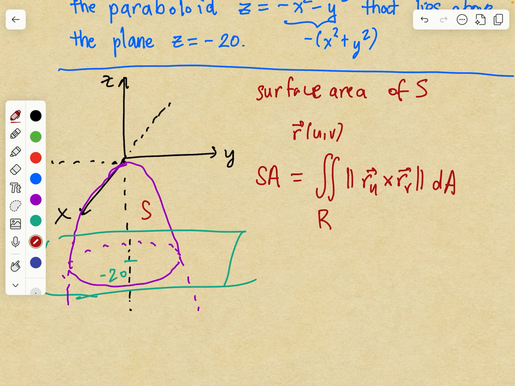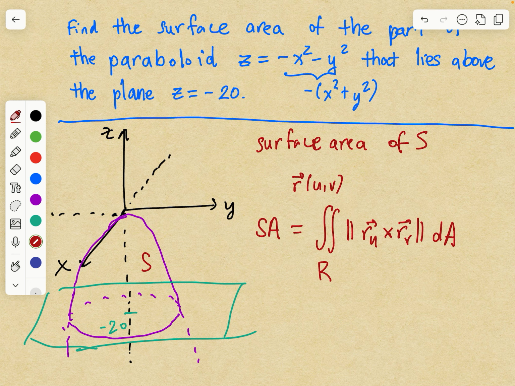So what we need to do is find the r of u, v and the capital R region. And when you have something which is the graph of a function, see, in this example I have the graph of a function z equals f of x, y, right? My f of x, y is negative x squared minus y squared. This is my f of x, y. And so I can use the parameterization r of u, v equals u, v, f of u, v whenever I have the graph of a function.